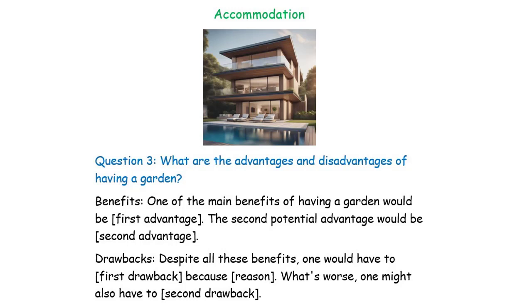Next, the second potential advantage would be, indicate the second advantage. Next, despite all these benefits, one would have to, and then indicate the first drawback, because, and explain the reason. What's worse, one might also have to, and then talk about the second drawback.